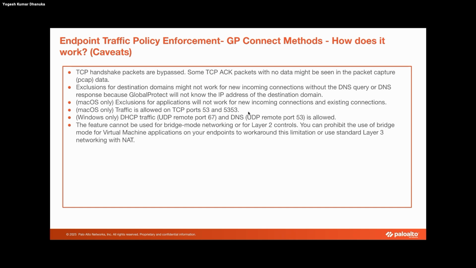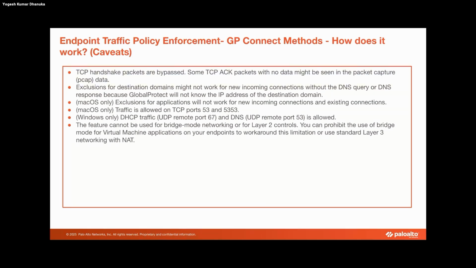And on top of that, ports 53 and 5353 are allowed by default. So even when you select all traffic, we still allow 53 and 5353 DNS and other Mac-specific functionality to continue to work even when that feature is turned on. And for Windows, the traffic UDP 67 and DNS 53 are allowed.